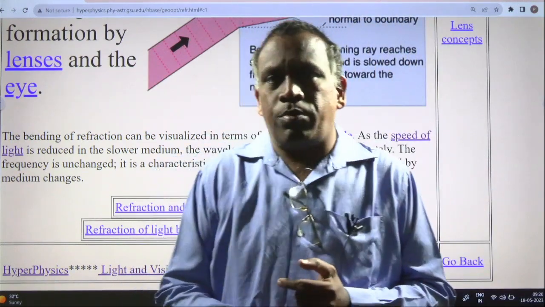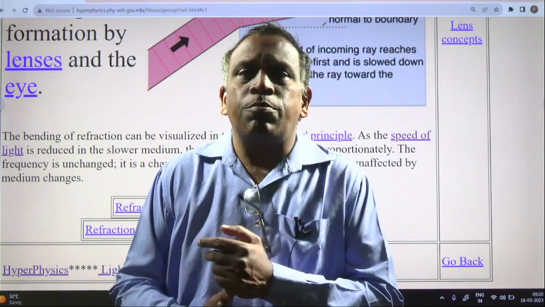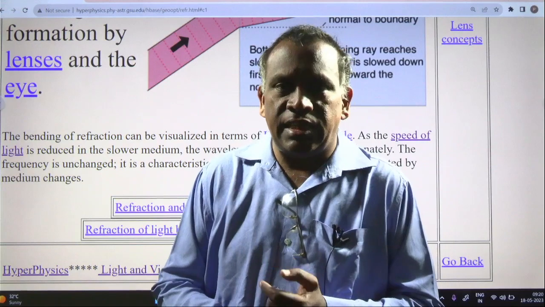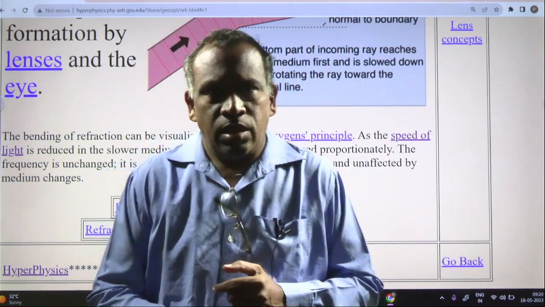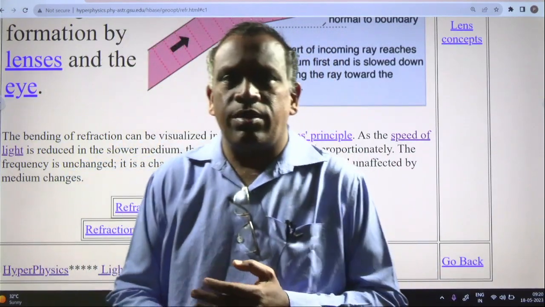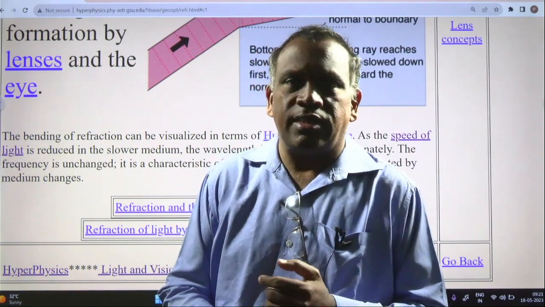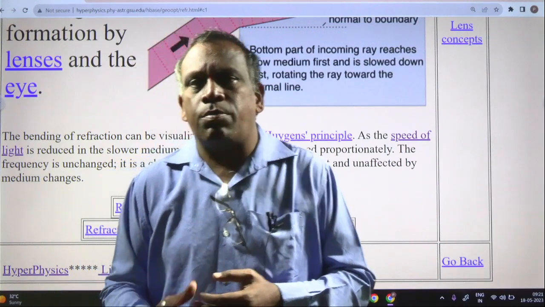See, there are theories of propagation of light. There are 4 different theories. The first theory is Newton's corpuscular theory. Second, Huygens wave theory. Third, Maxwell electromagnetic theory. Fourth, Planck's quantum theory. All these 4 theories explain the propagation of light.